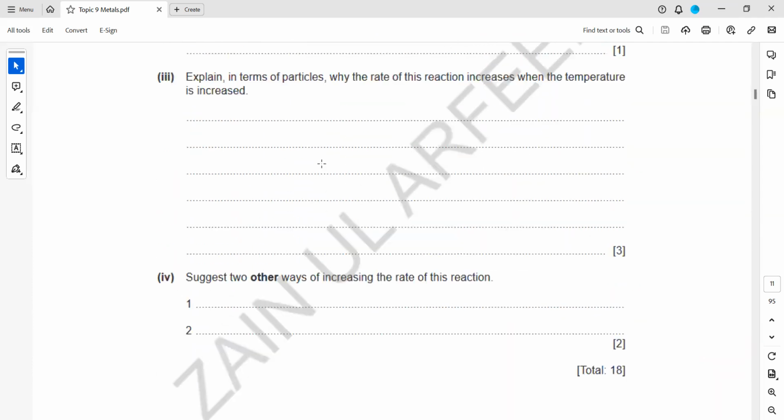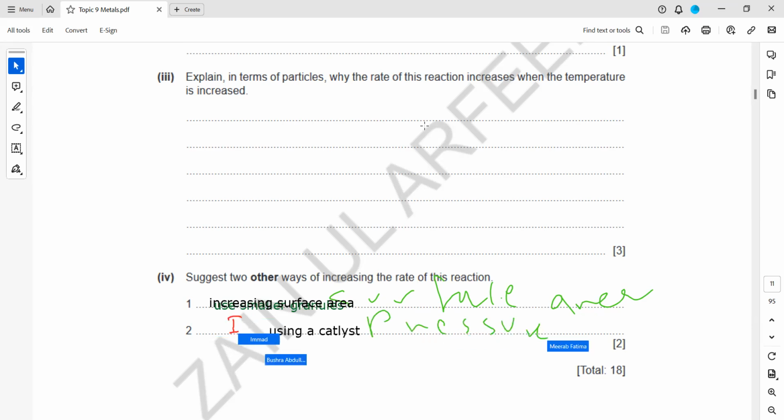State two other ways to increase the rate of reaction. How can we increase the rate of a reaction? Two other ways. Increase the surface area. Already granules were used. Temperature is there. Concentration you can mention. Catalyst you can mention. Increase concentration, right? Using a catalyst, that's also correct.